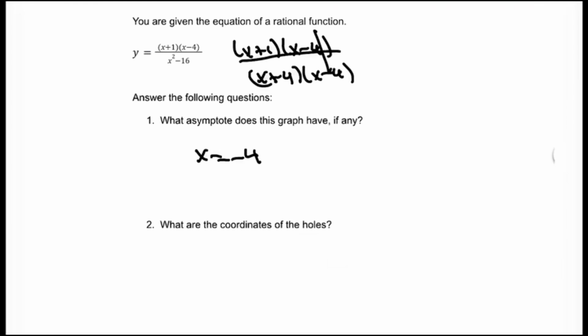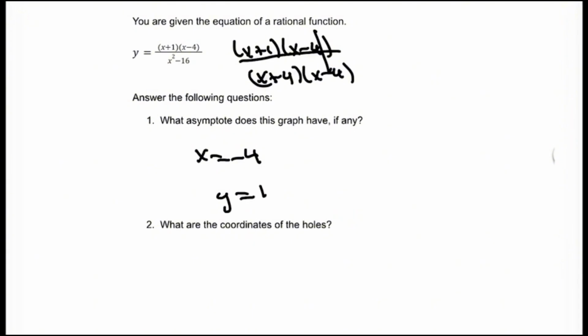And then we also have to think about the horizontal asymptote, which is found from the degree of the numerator and denominator. Here we see both of them have a degree of 2, so that means the horizontal asymptote would be the ratio of their leading coefficients, which are both 1. So that means the horizontal asymptote is y equals 1.